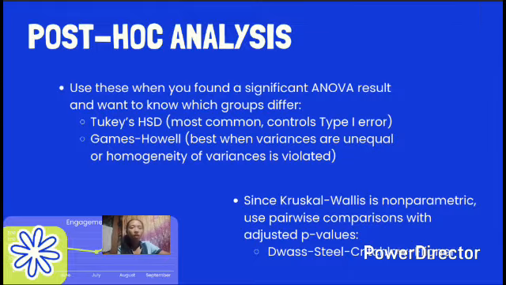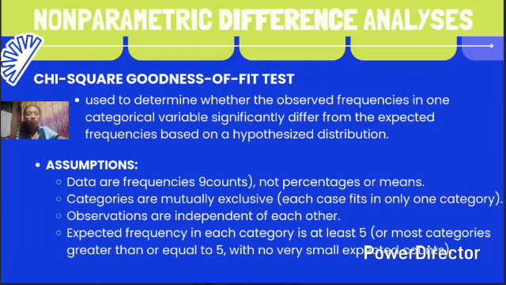Since Kruskal-Wallis is non-parametric, it uses pairwise comparisons with adjusted p-values, Steel-Dwass-Critchlow-Fligner. Chi-squared goodness of fit test. It is used to determine whether the observed frequencies in one categorical variable significantly differ from the expected frequencies based on a hypothesis distribution. So the assumptions of chi-squared is, first, data are frequencies, or counts, not percentages or means.